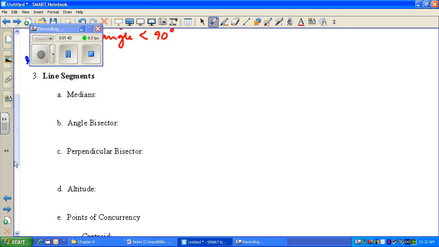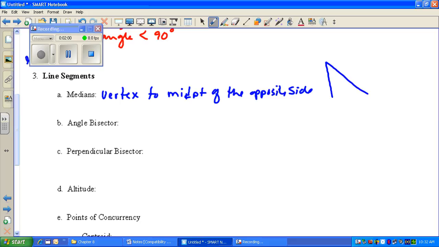If I have a triangle and I'm looking for the median, it goes from the vertex of the triangle to the midpoint of the opposite side. So if I have a triangle and I want to find the median, it goes from the vertex to the midpoint of the opposite side. Notice it's slanted. That would be a median.